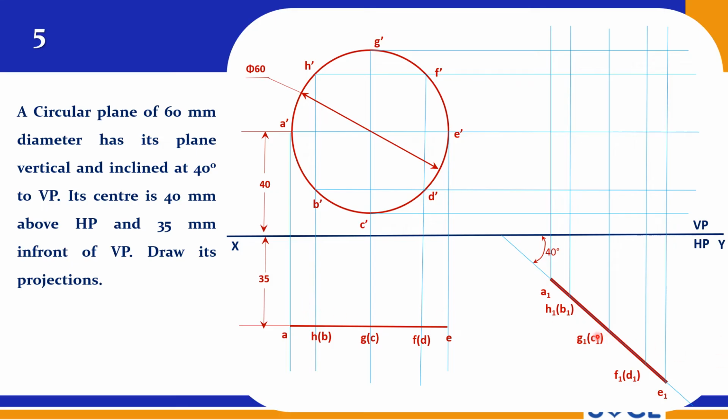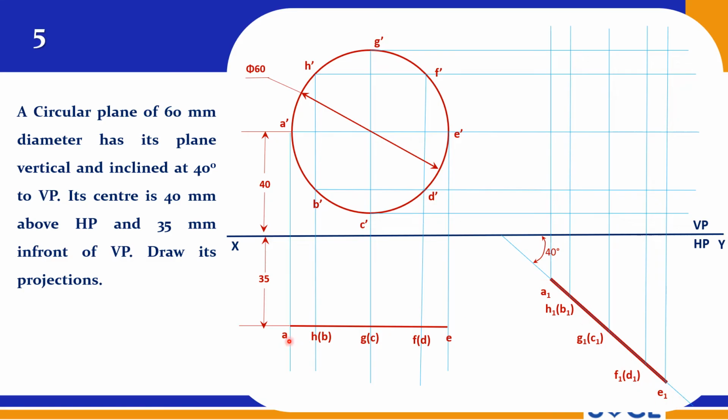Same 35 mm should be considered here, right? So from this point to this point it is 35 mm, right? So at this 35 mm, measure 35 mm here and replicate this line on this 45 degree line.